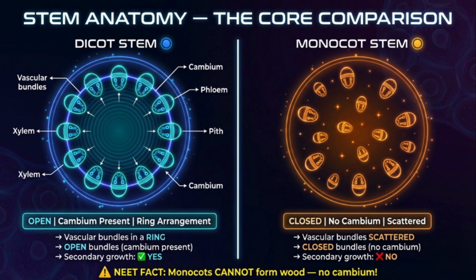And here's the consequence of having cambium. The plant can undergo secondary growth. Cambium keeps dividing, adding new xylem inward, new phloem outward, year after year. This is how a thin sapling becomes a thick, woody trunk.